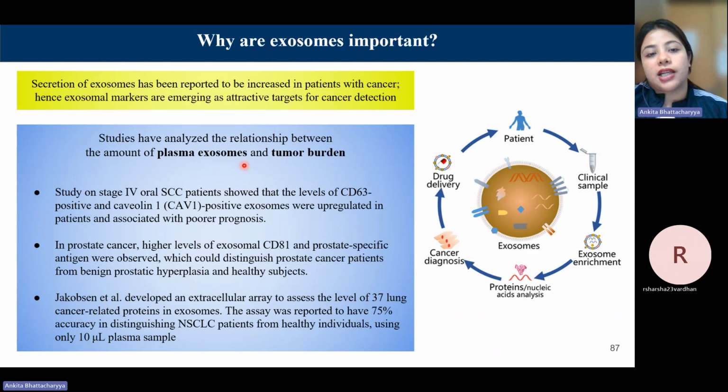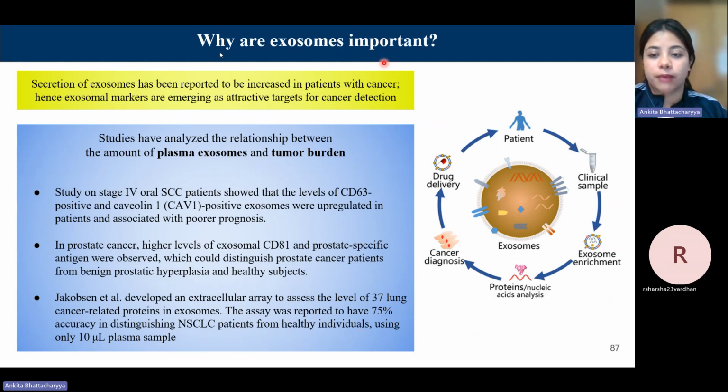So studies have actually analyzed the relationship between the amount of plasma exosomes and tumor burden. Also, we looked at certain examples of this, like for example, cabulin 1 and CD63 positive exosomes found at much higher levels within patients who have poor prognosis for oral cancer. Then for prostate cancer, those with CD81 and high PSA were also used as a diagnostic tool.